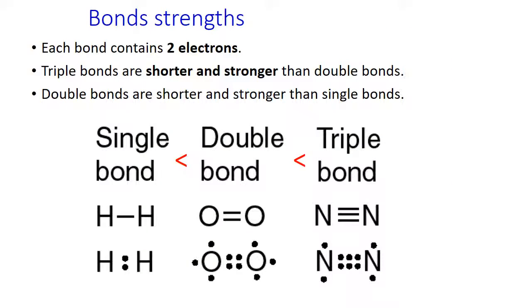Okay, so looking at bond strengths, each bond contains at least two electrons. For hydrogen, one hydrogen shares one electron, the other hydrogen shares the other electron, so single bonds essentially are just a sharing of electrons. Triple bonds are shorter and stronger than double bonds. It requires more energy to break them. And double bonds are shorter and stronger than single bonds. So far, so good.